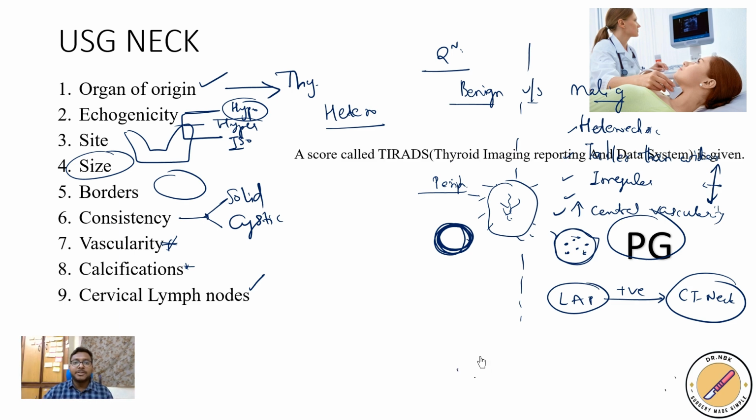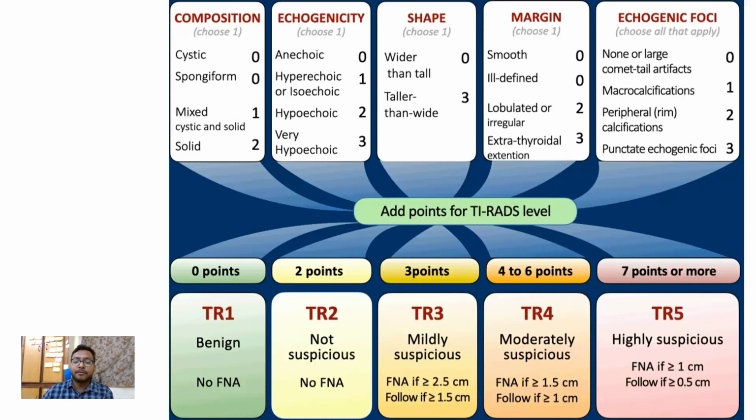So for PGs, there are two important additional things that one should remember. One is the thyroid score. Just like we have got BIRADS for breast, we have got TIRADS for thyroid, Thyroid Imaging Reporting and Data System. Here, there are mainly five important components you can remember with the help of the mnemonic SECME: C for composition, E for echogenicity, S for shape, M for margin, then echogenic foci.